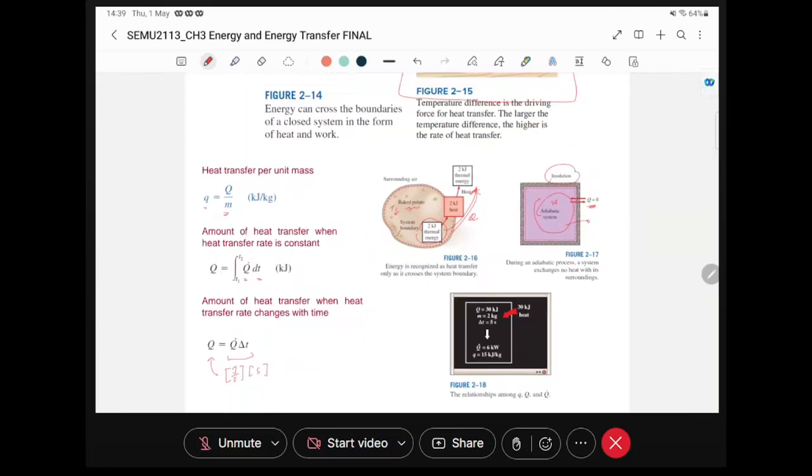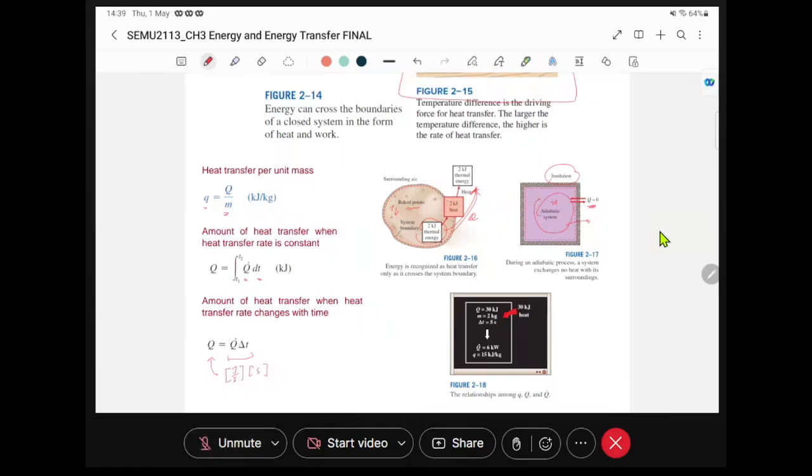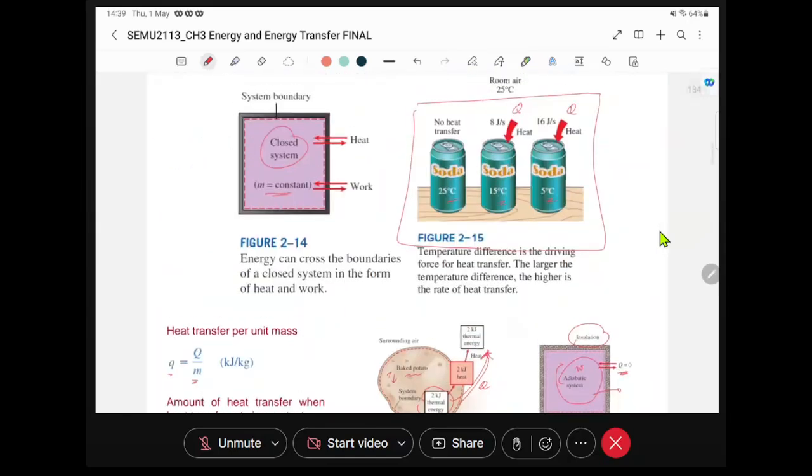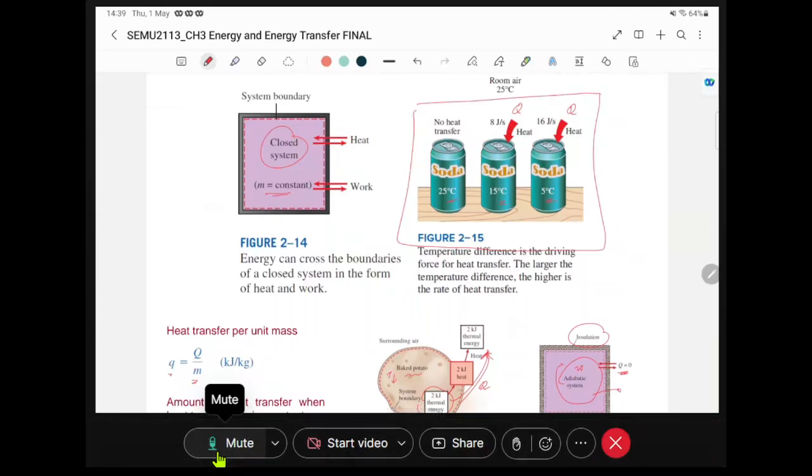So far, any difficulty to understanding what energy is? Any question by anyone? Okay. Yes, I think heat, okay, right? Heat go in and heat go out.